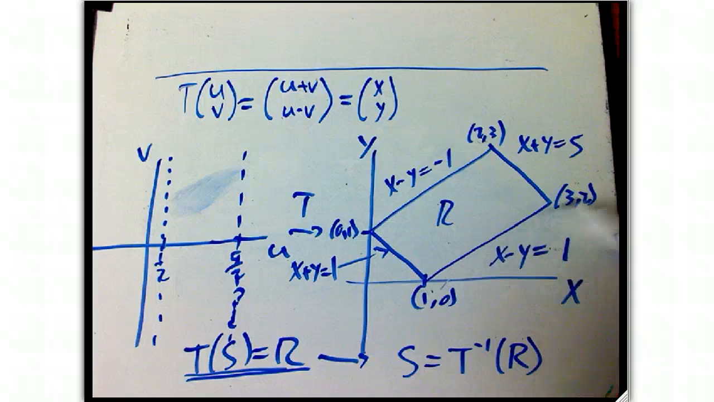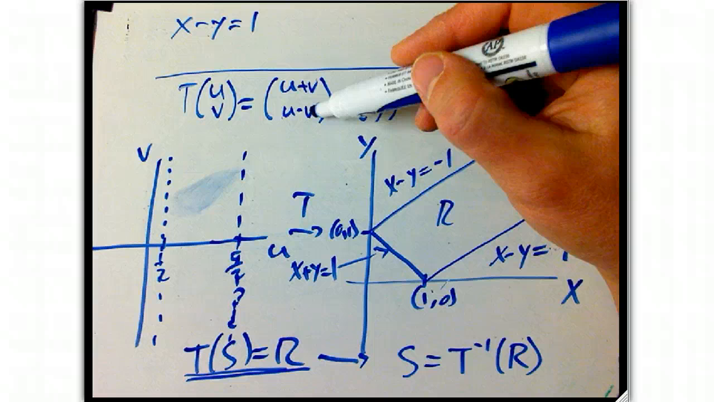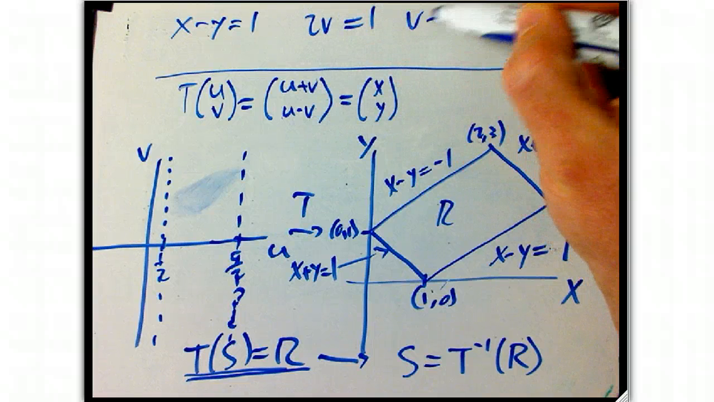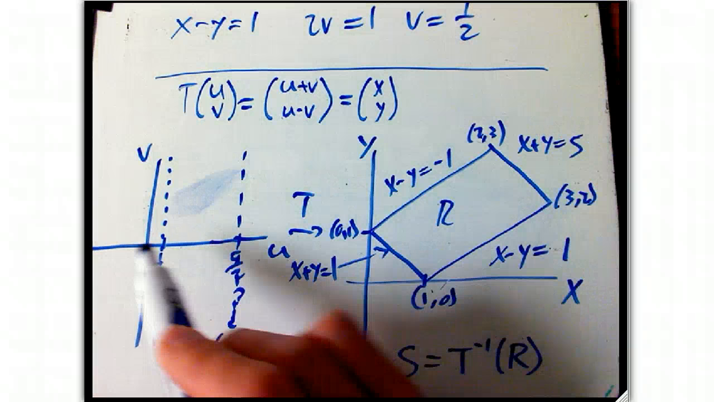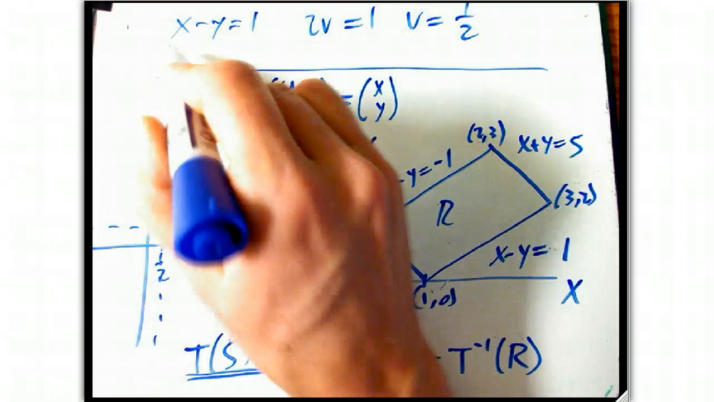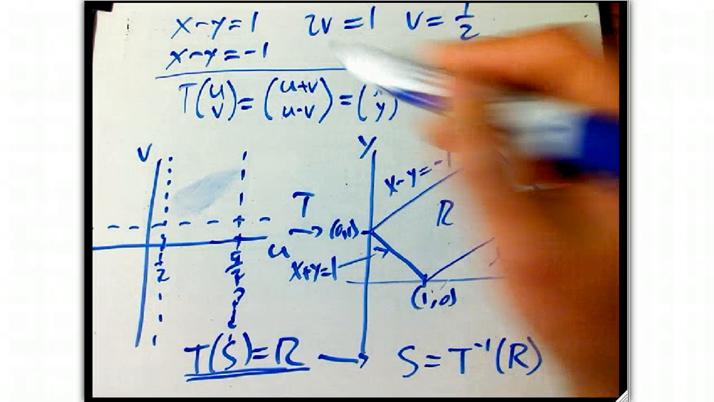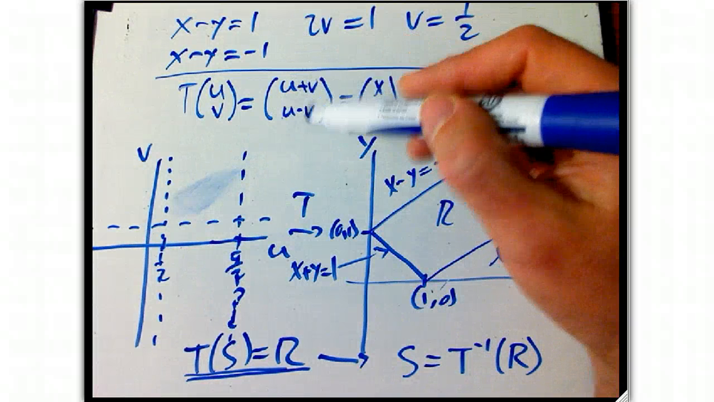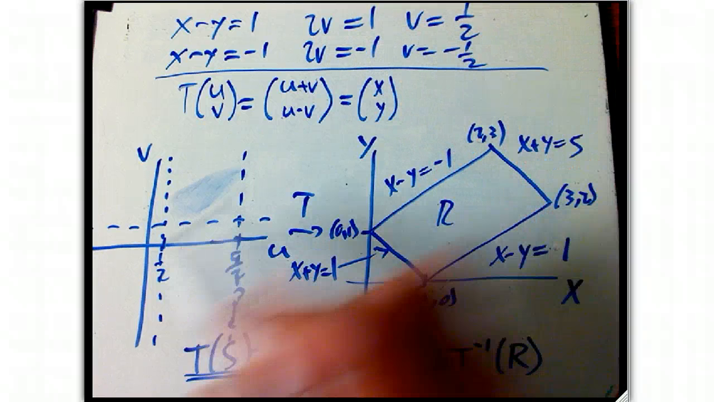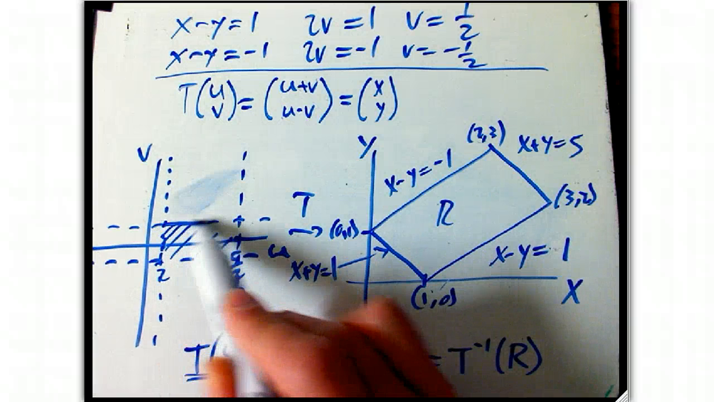Now what about this bottom edge? X minus y equals 1. Okay, so this minus this guy, now the u's are going to cancel, and I'm going to get 2v equals 1. So v equals 1 half. Okay, that's this guy. And then I can even fit it in here. X minus y equals minus 1, this guy. Then again, when you subtract these, you plug them in, you get 2v equals minus 1, v equals minus 1 half. And so now we can finally shade in exactly what we got.